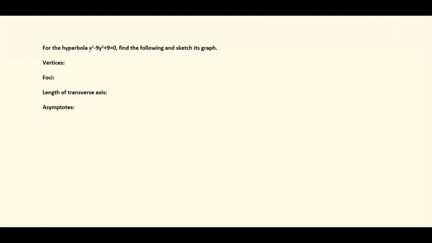For the hyperbola x squared minus 9y squared plus 9 is equal to 0, find the following and sketch its graph. We want to find the vertices, the foci, the length of the transverse axis, and the asymptotes.